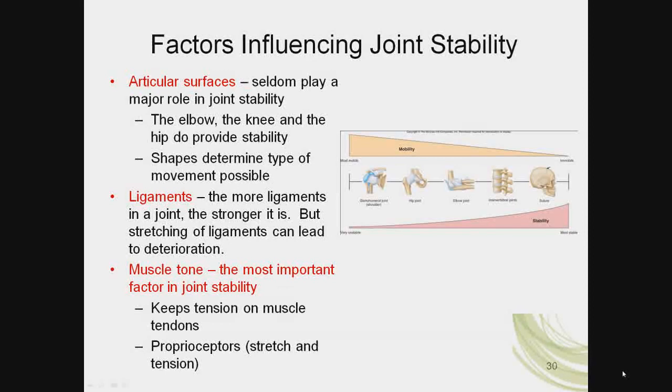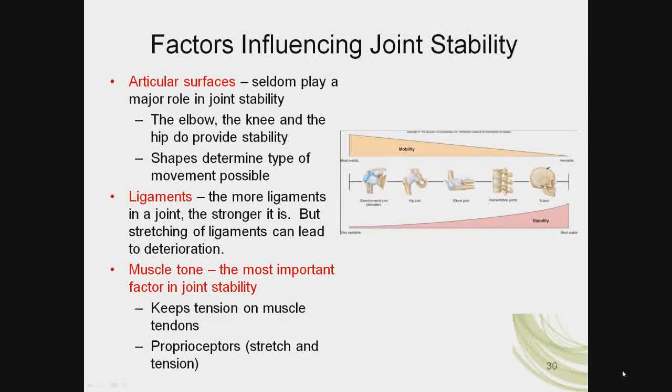Ligaments certainly reinforce the joint stability. The more ligaments there are, the stronger the joint is. However, if the ligaments are stretched, in the case of when a joint is dislocated, this can lead to the deterioration of the joint stability.